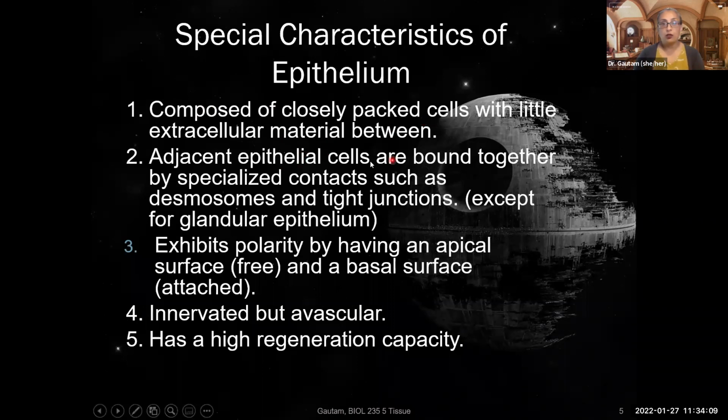Adjacent epithelial cells are bound together by specialized proteins called desmosomes and tight junctions. Again, this is not the case for glandular epithelial. Epithelial cells exhibit a polarity, right? So don't think about polarity as we've been talking about up until now as in having a charge, but polarity in this sense means that they're different ends, okay? So there is an apical end, which is free, and then a basal end that's attached. So what does that mean?